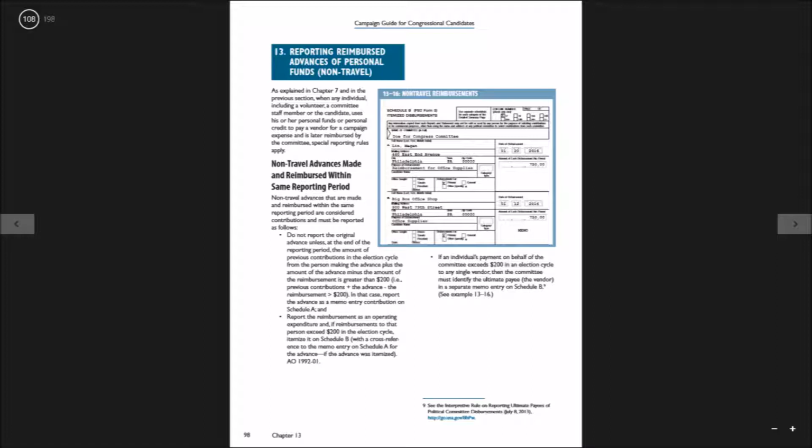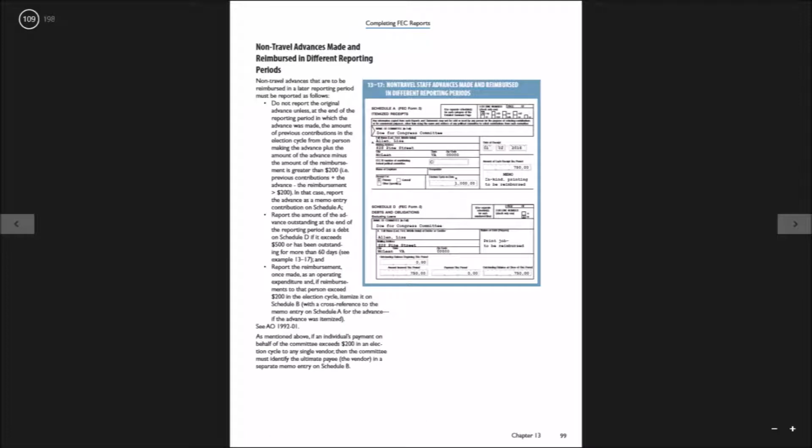If an individual payment on behalf of the committee exceeds $200 in an election cycle to any single vendor, then the committee must identify the ultimate payee, the vendor, in a separate memo entry on Schedule B. There's a footnote. See the interpretive rule on reporting ultimate payees of political committee disbursements. Non-travel advances made and reimbursed in a different reporting period.